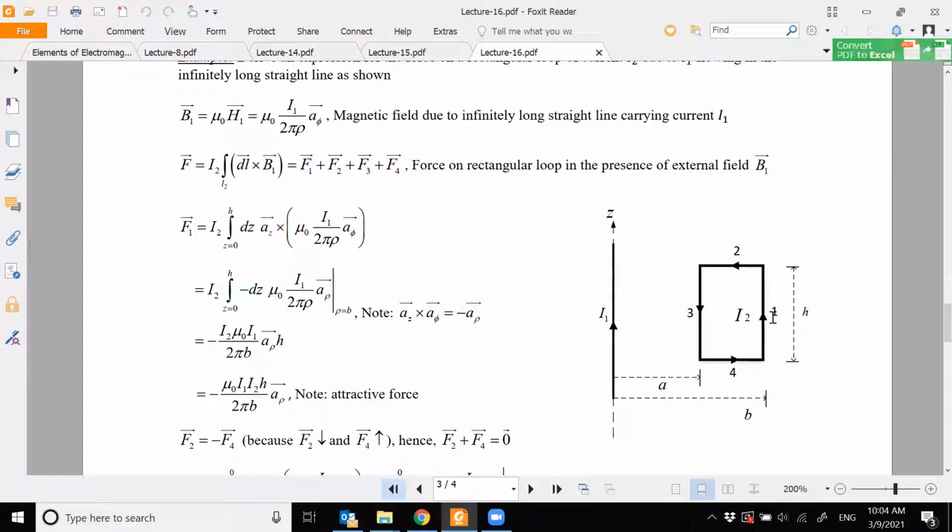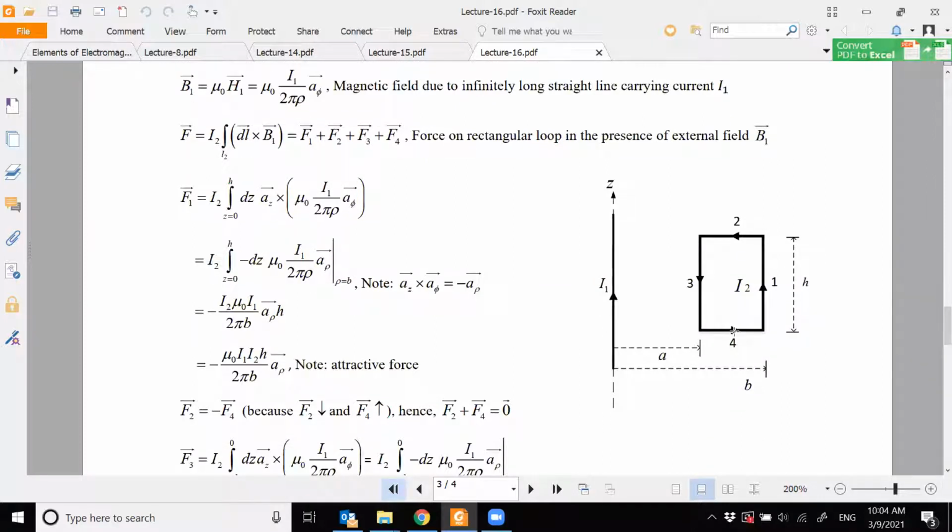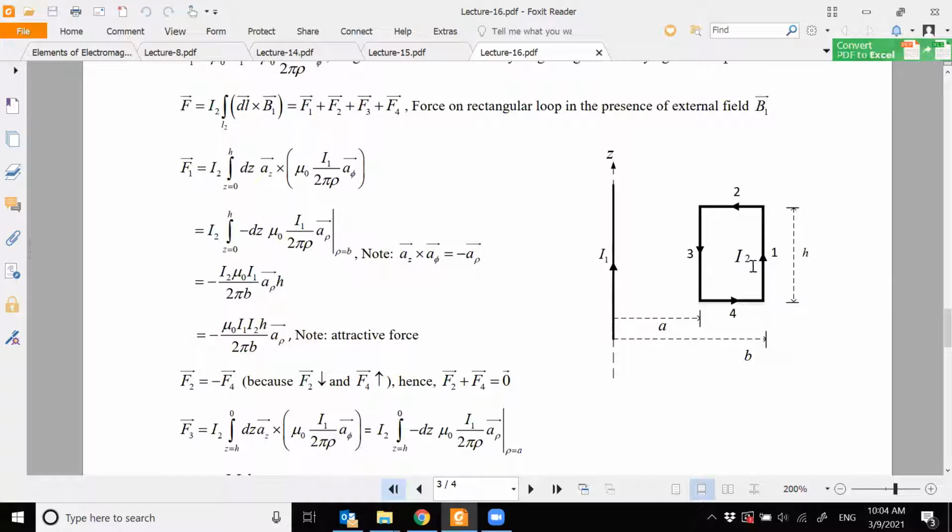We found F1, and for 2 and 4, you can evaluate. There will be a force on 2 and there will be a force on 4, but they will be equal and opposite in direction. And the force that we saw on the first side is in the minus rho direction. What do I mean by minus rho? As I have told you, if you think of this in cylindrical coordinates, this is the direction of rho. So if it is minus rho, that means the force is in this direction.